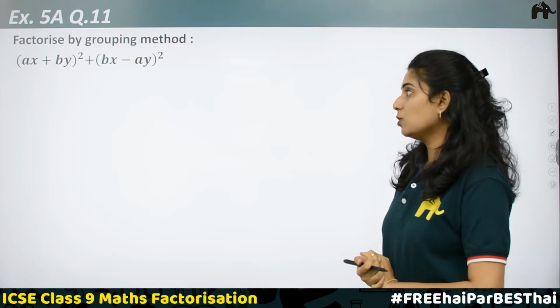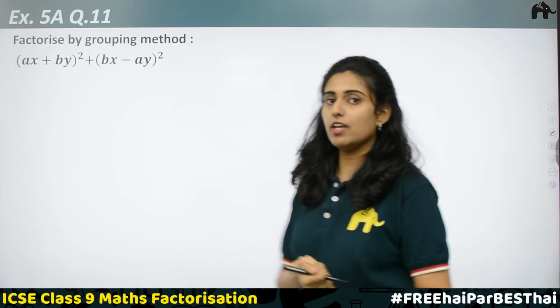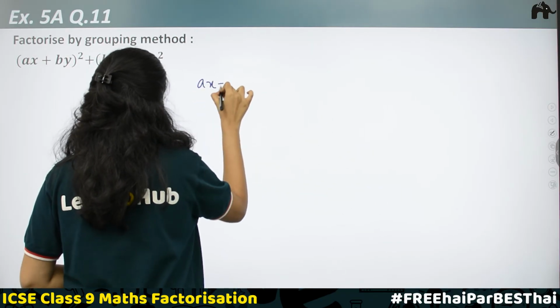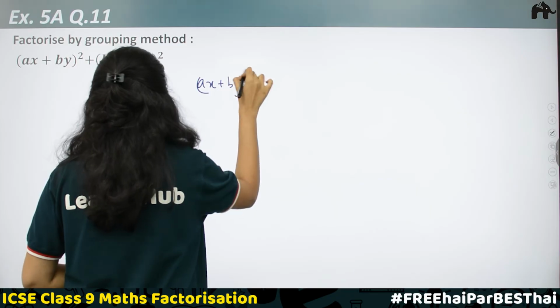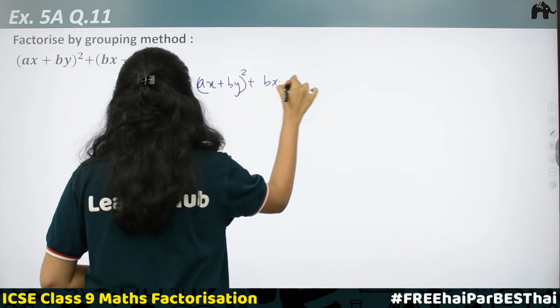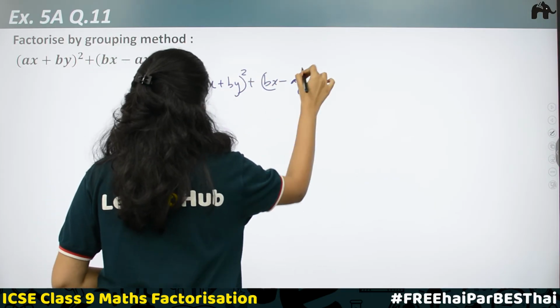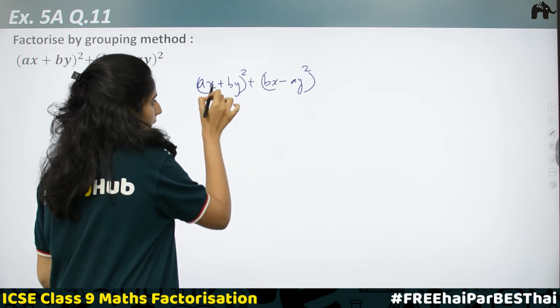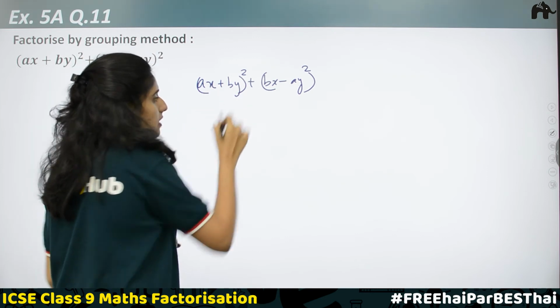Next question number 11 of exercise 5a. (ax plus by) whole square plus (bx minus ay) whole square. So we are going to expand this. (ax plus by) whole square plus (bx minus ay) whole square. So this is of the form (a plus b) whole square. Here in place of a we have ax and in place of b we have by.